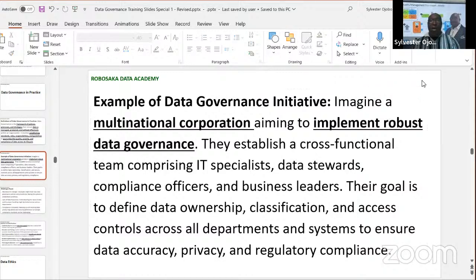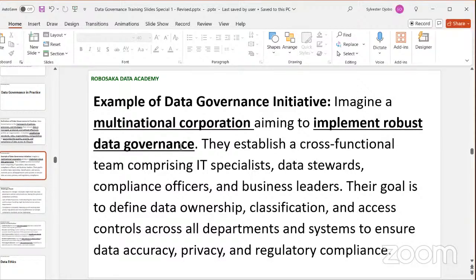So when you are employed by any company, it could be a multinational corporation, and they say we're employing you in order to implement a robust data governance. So robust data governance will be like what? Can you think of? Basically making sure that the policies, the processes, and the strategies are well managed. That's it.